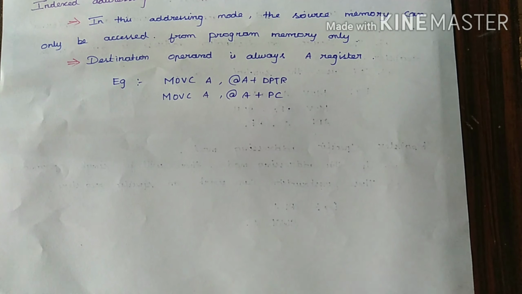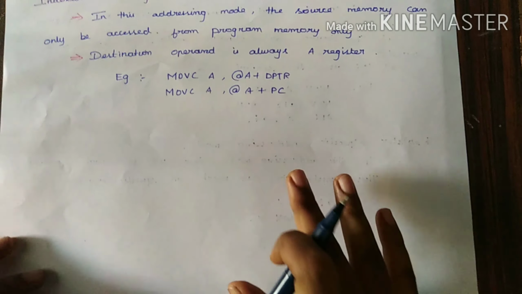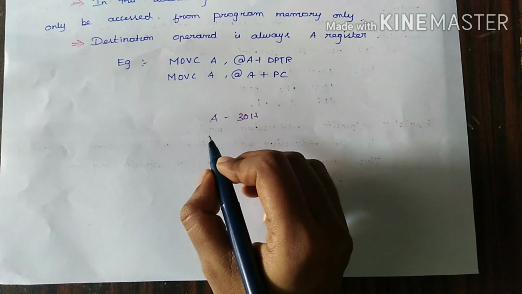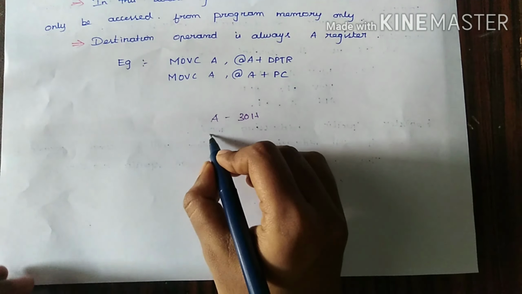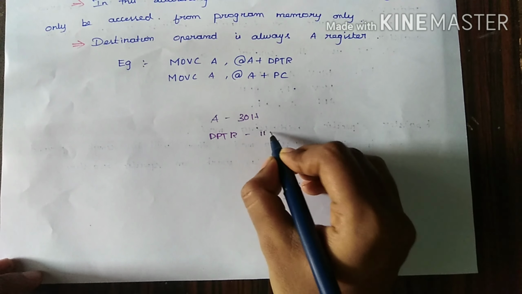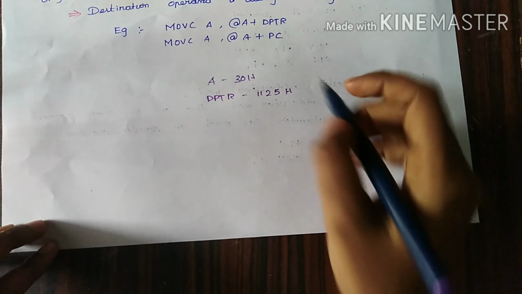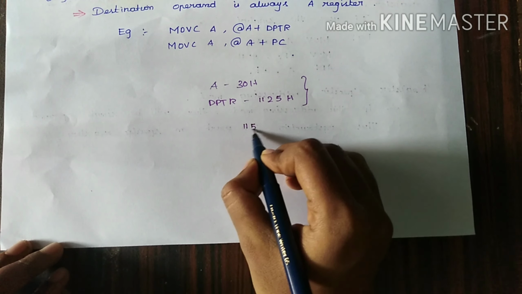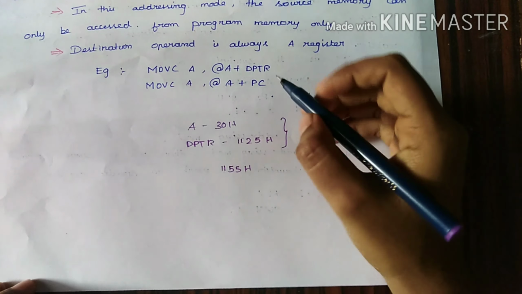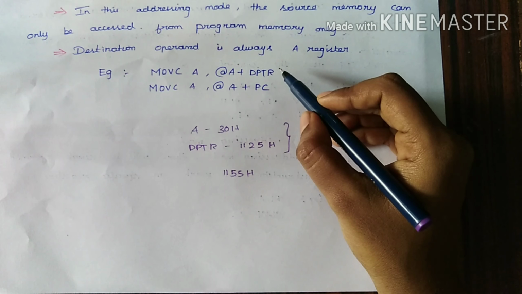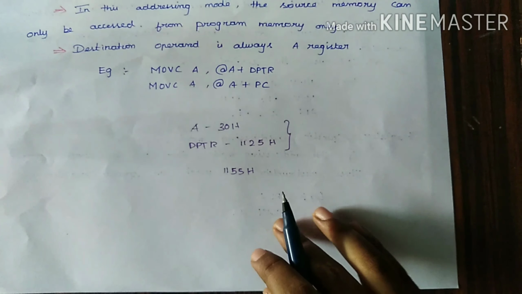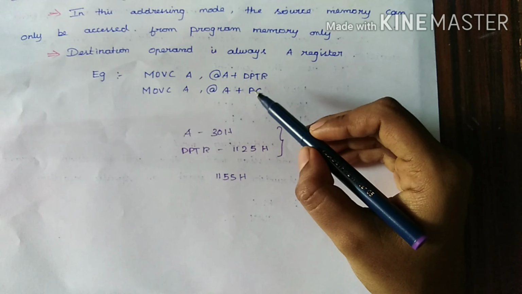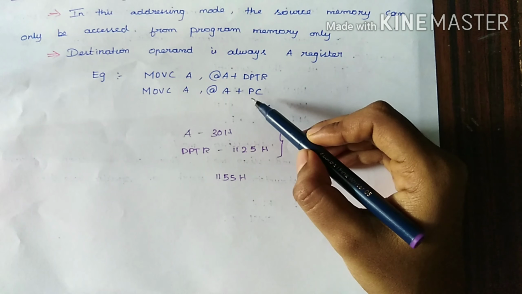In this instruction, let us assume that A holds 30H and the data pointer has the value of 1125H. Now the sum of this will be 1155H, and this is the address of program memory, and the contents of this location will be copied to the accumulator, and the similar thing will happen in the next instruction.